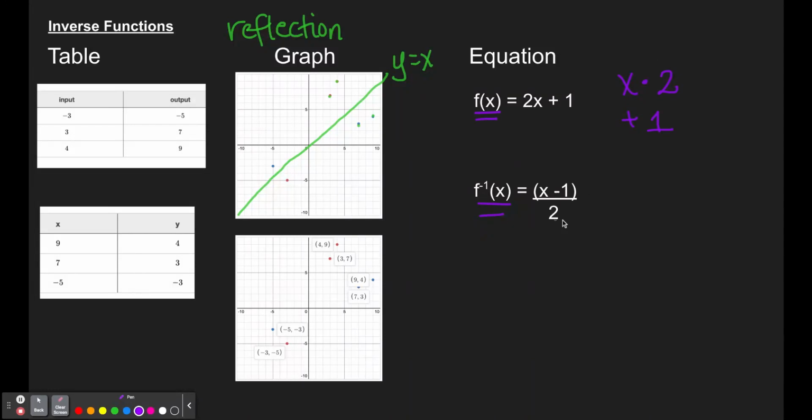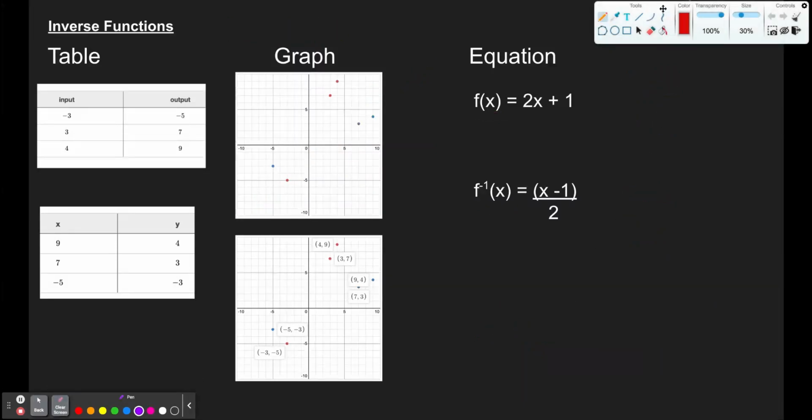The inverse function is the inverse operations in the opposite order. So first you're going to subtract 1, then you have to take that whole result, which is why I put it in parentheses, and divide it by 2. So again, it's the inverse operations in the reverse order. You have to make sure you do both of those things to make an inverse function.